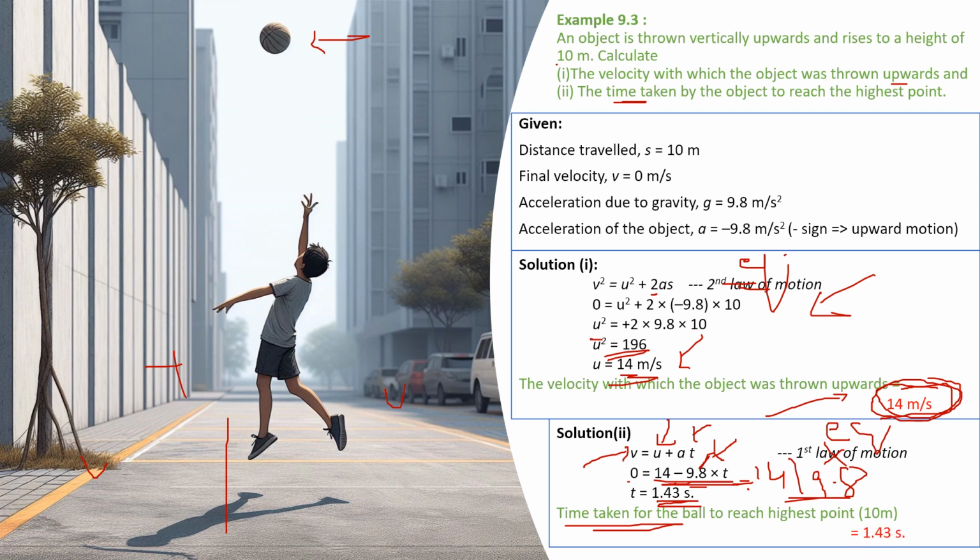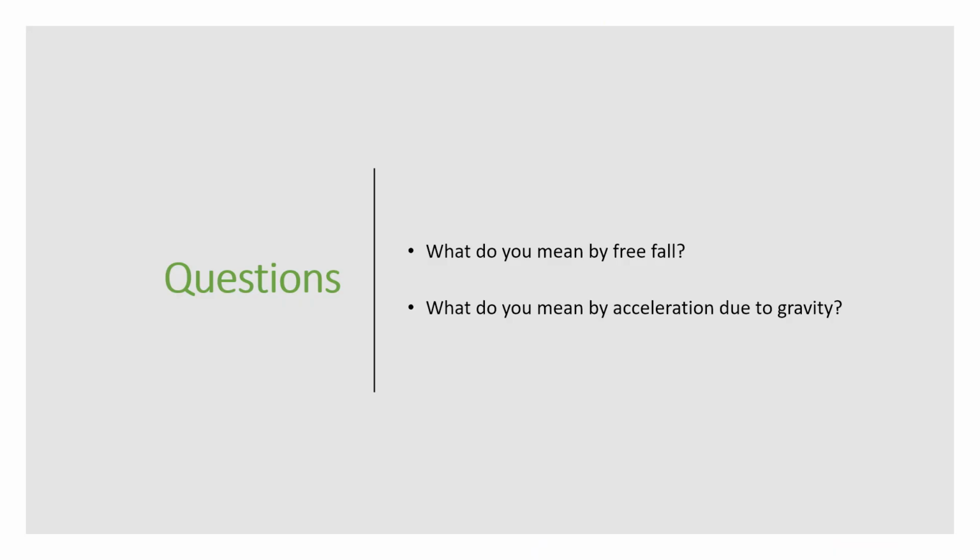Right, so now what is the answer? The time taken for the ball to reach the highest point is 1.43 seconds. The unit of time, remember, is seconds here. Okay, done. We are done with a couple of problems. Now let's answer some questions.